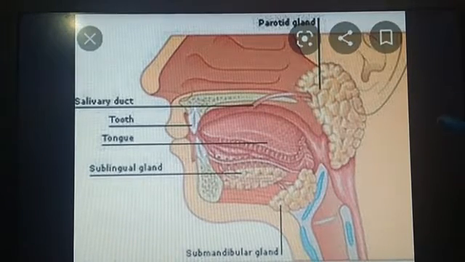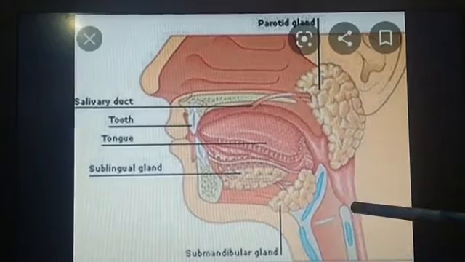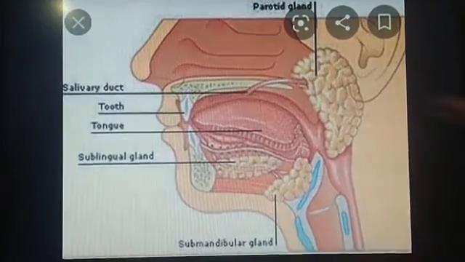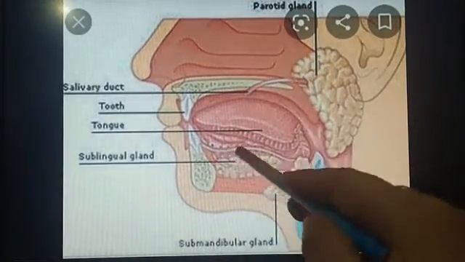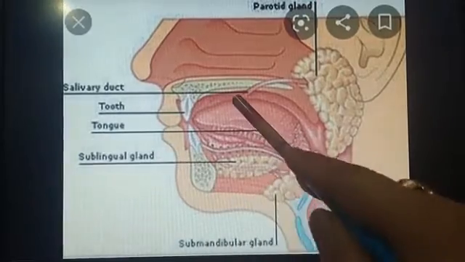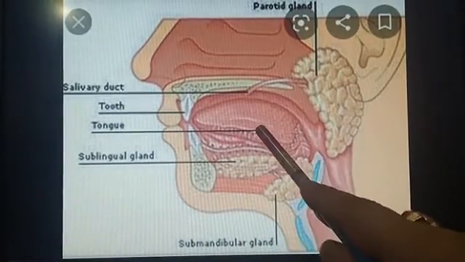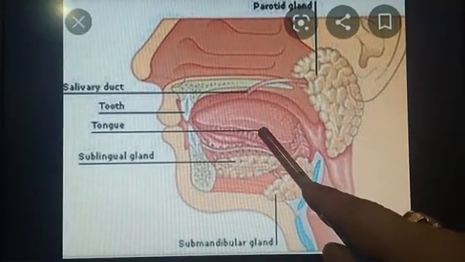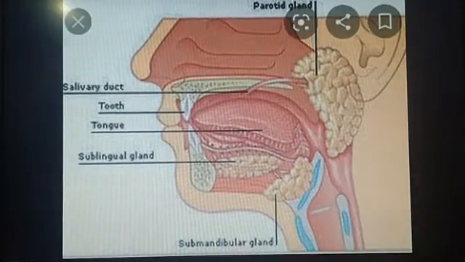When you swallow, your tongue passes the food into your throat and into your esophagus. This structure is called the tongue. The tongue contains taste buds to identify the taste of the food.